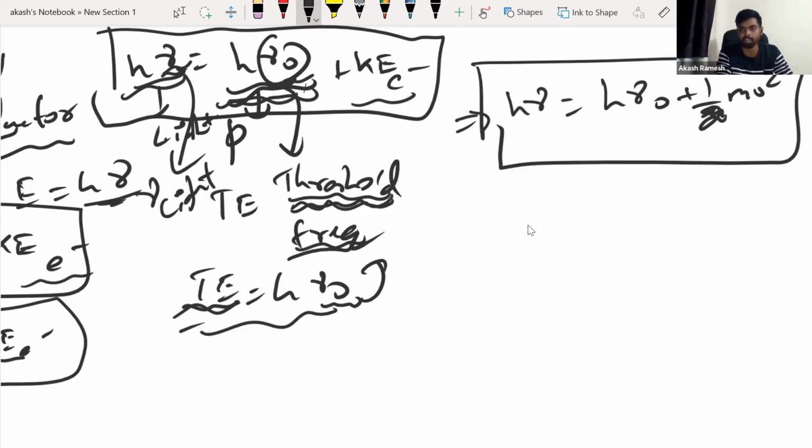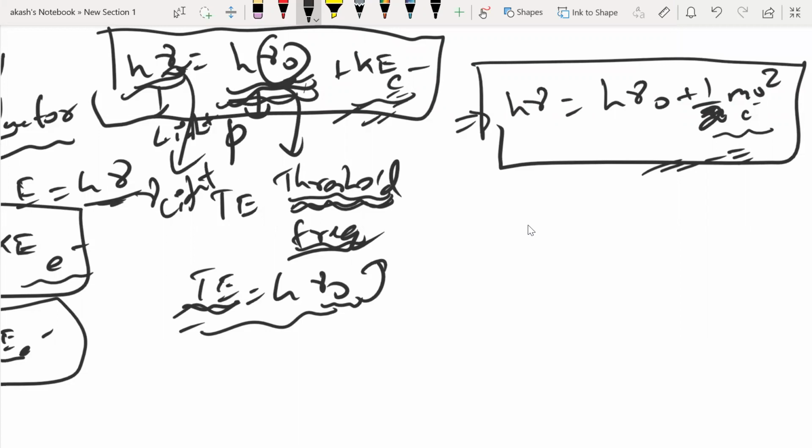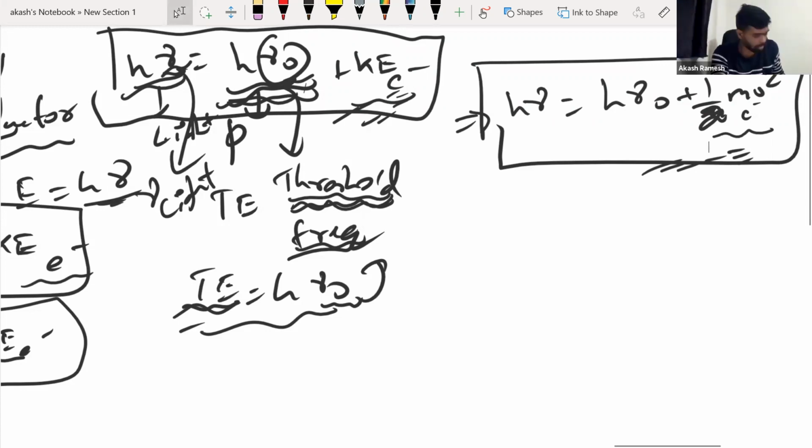Now, what you have to understand is that here I have to substitute the mass of the electron, because we are talking about electrons as kinetic energy here. But mostly you will not be using this equation. 90% of the time you will be using only this equation: h nu is equal to h nu naught plus kinetic energy of electron, which I can write as half mv squared. All you have to understand is that the mass of the electron should be used. That's it. Can I get a yes from everybody if they understood the photoelectric effect, the equations, the concept, everything related to it? Can I get a yes from everybody?